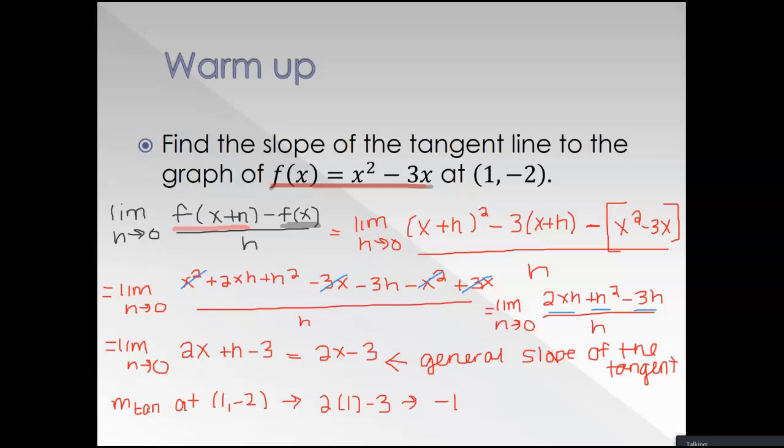And then to find the equation of the tangent line, which it doesn't ask you to do, the equation of the tangent line would be y minus y1. So I'd have y plus 2 equals negative 1 times x minus 1, or y equals negative x, and then negative 1 times negative 1 is positive 1, minus 2 would give you negative x minus 1. It just depends on what the directions ask.